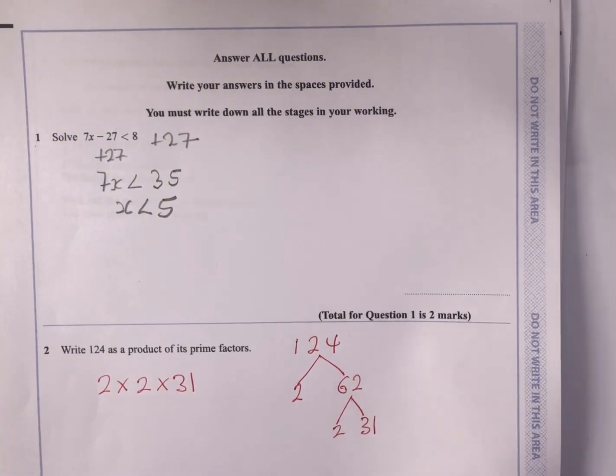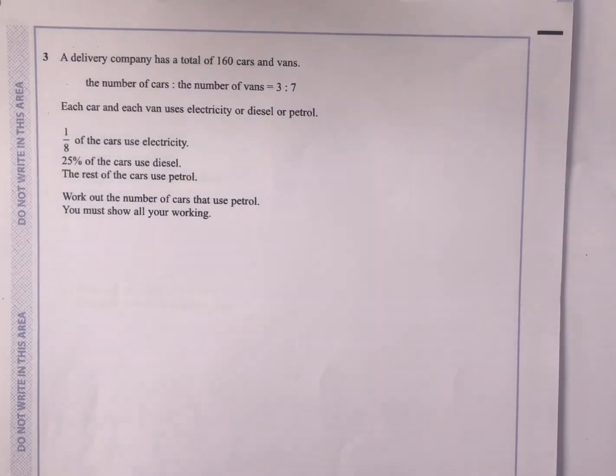Now let's see the next one. A delivery company has a total of 160 cars and vans. The number of cars to the number of vans equals 3:7. Each car and each van uses electricity or diesel or petrol. 1/8 of the cars use electricity. 25% of the cars use diesel. The rest of the cars use petrol. Work out the number of cars that use petrol. You must show all your working.